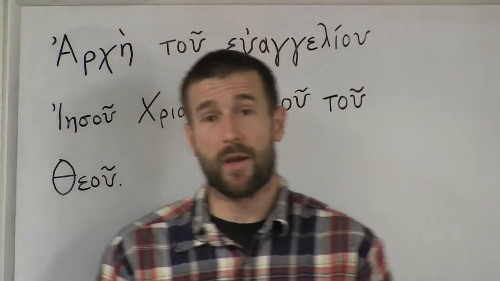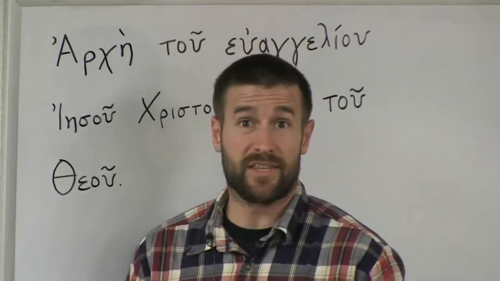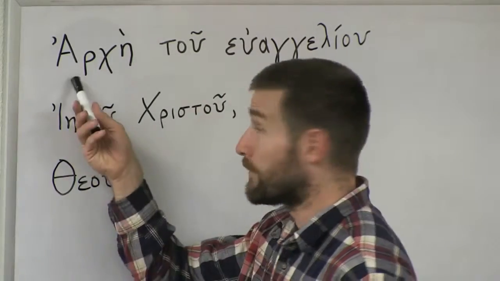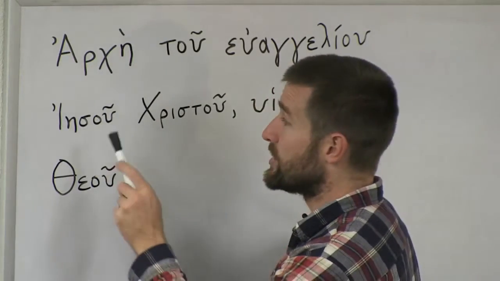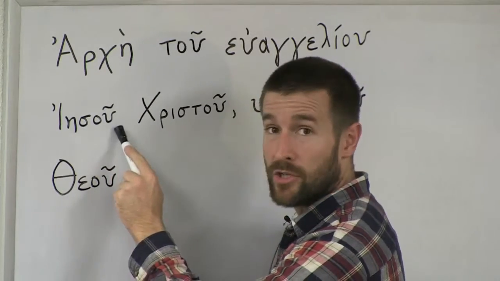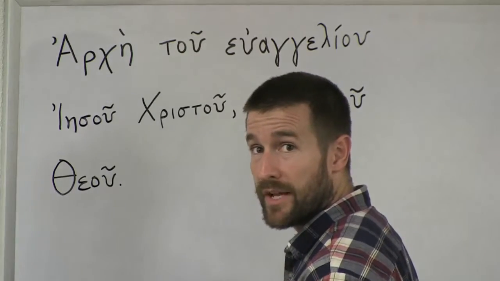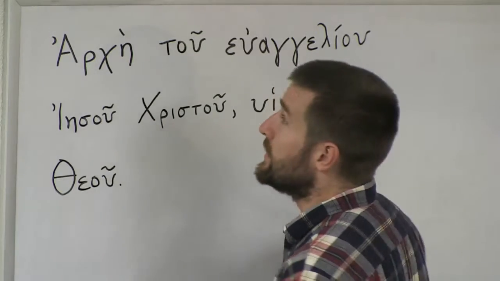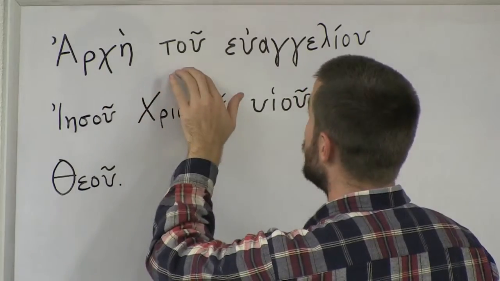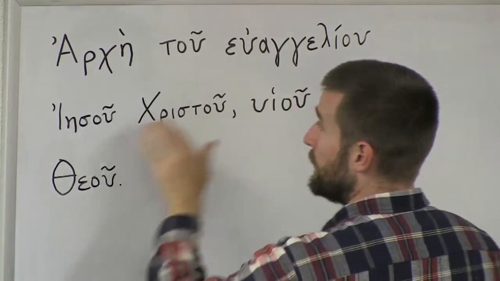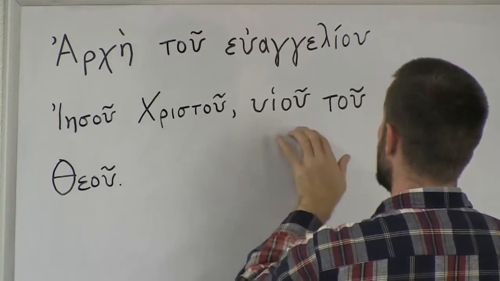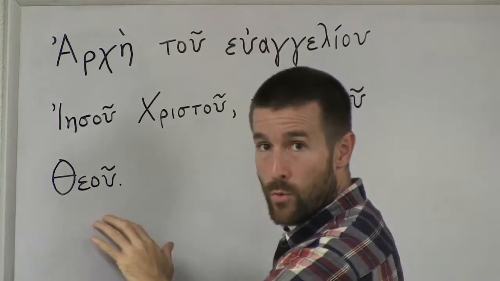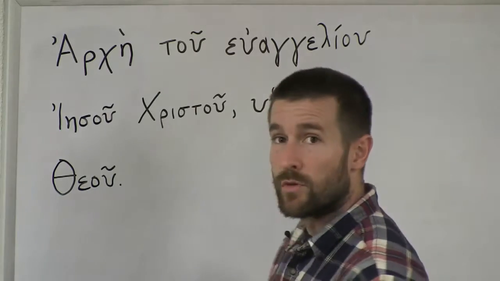Now, the first thing you're probably going to notice about this verse is that everything seems to end in ou. Except for the first word, archi, everything else ends in that oo sound, which is made by the omicron upsilon diphthong that we talked about in the video on the alphabet. So again, archi tu evangeliou, isou Christou iou tu theou. All right? So let's go through this word by word.